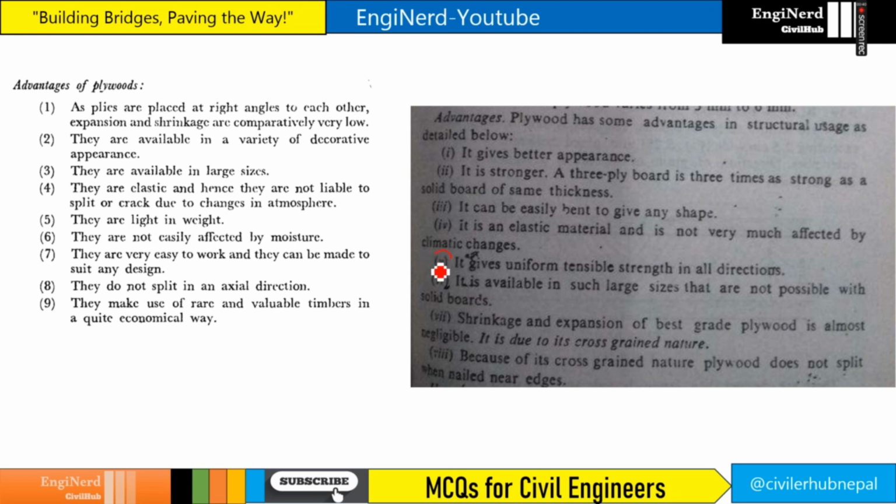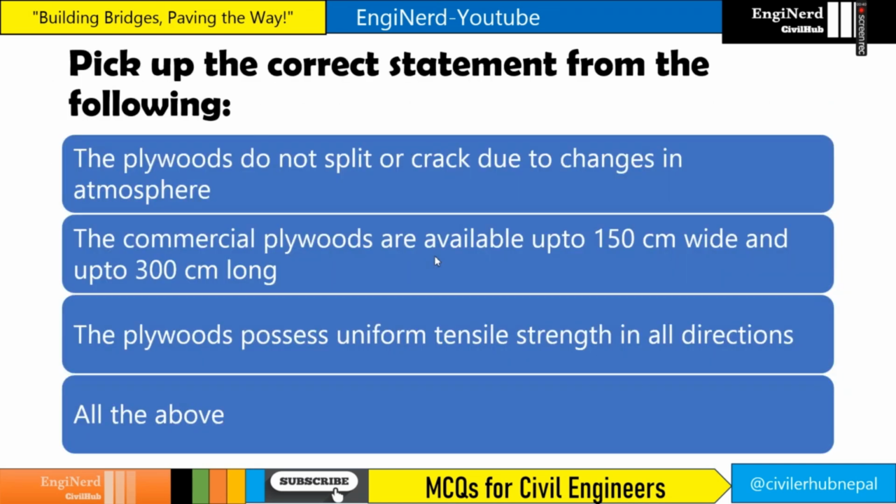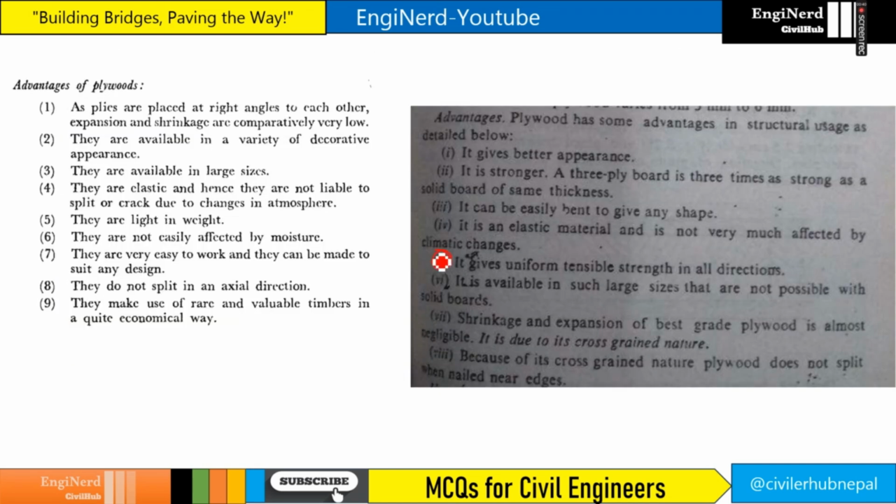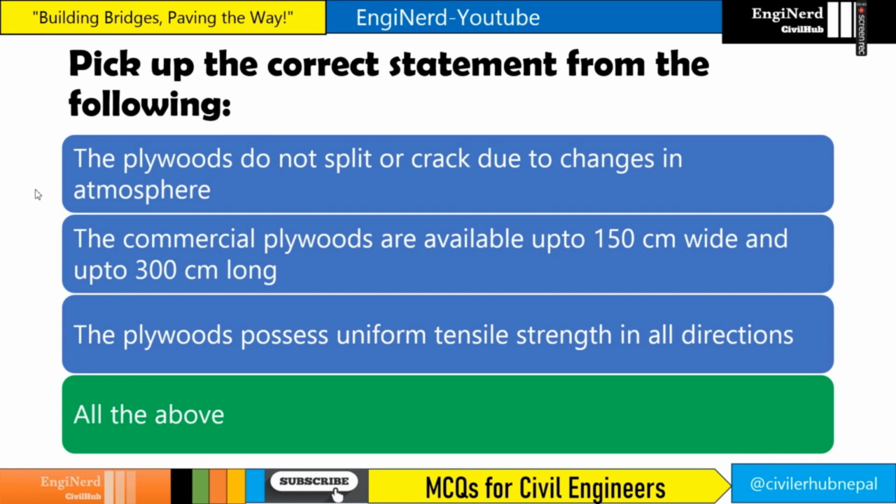If we see here, it gives uniform tensile strength in all directions, and it does not split, right, due to the change in atmosphere. So if you see here, it is not easily affected by moisture, or they are elastic and hence they are not liable to split or crack due to changes in atmosphere. So our answer will be all of the above.